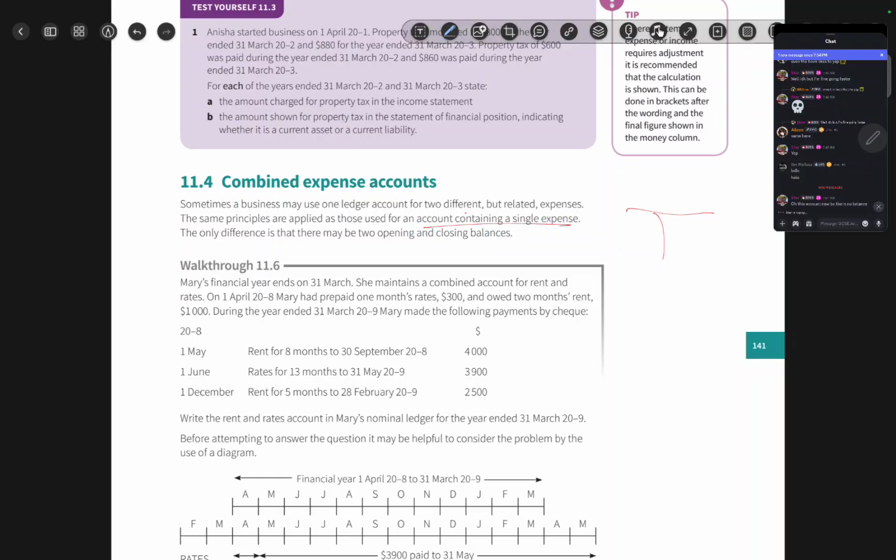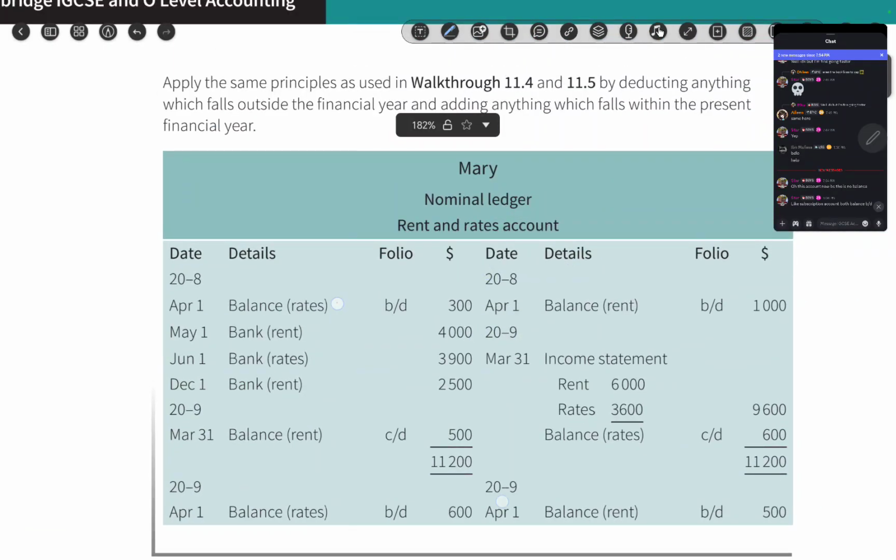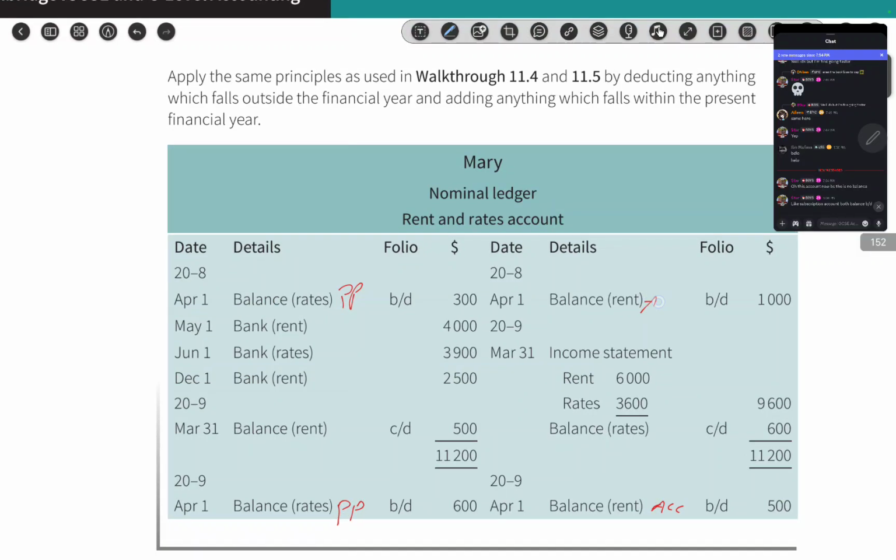Everything is similar. There's just two opening and two closing balances. So let's just look straight at the example. This is going to be prepaid. You can simply tell because it's the debit side. This will also be prepaid. This will be accrued. This will also be accrued. And this is all the amount we paid during the year.